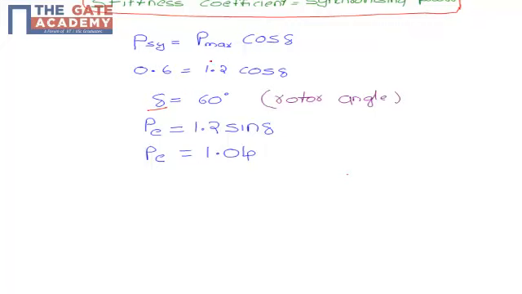Then we can find the value of loading on the machine, that is PE. Given in the question, PE for the infinite bus is equal to 1.2 sin delta. The value of delta is 60 degrees. Substituting delta equal to 60 degrees, we get the value of electrical power output as 1.04 per unit.